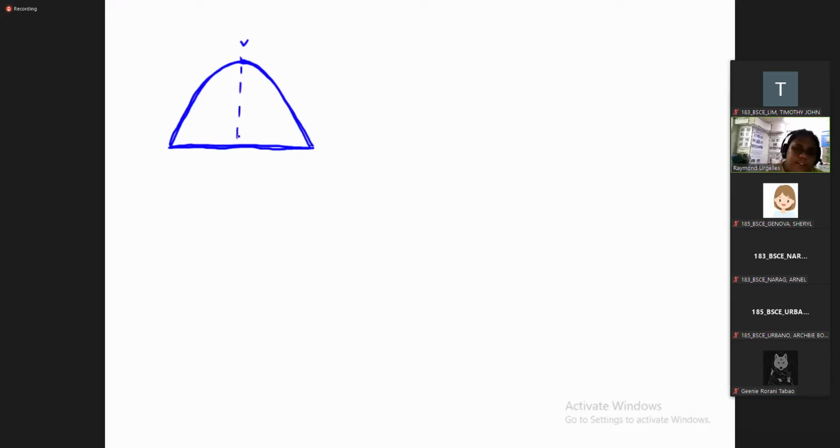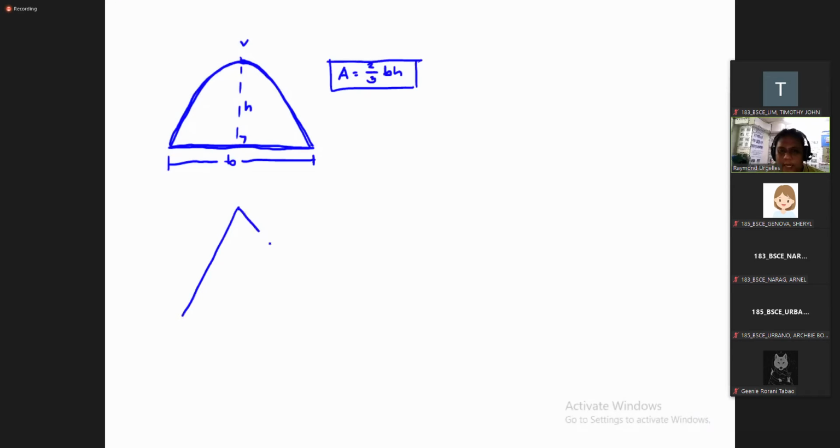Pag may given sa atin na parabolic segment, this is the height of the parabola. This is the base of the parabola. Tatandaan nyo yung direct formula na to. The area is given by 2/3 base times height. Direct formula to for a parabolic segment. Actually madali lang yung matandaan.